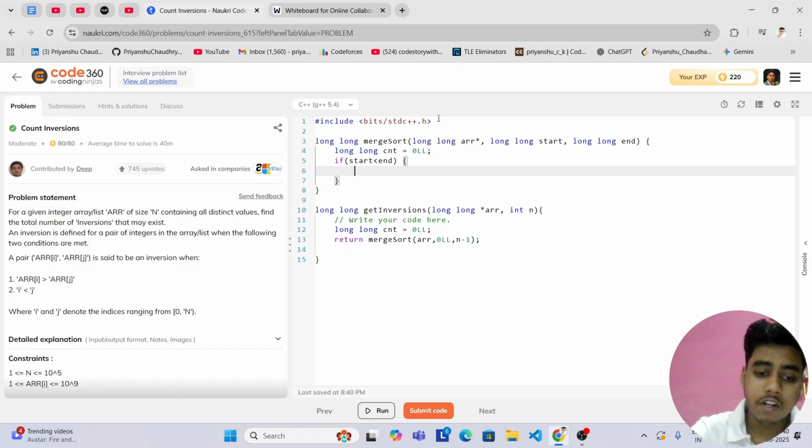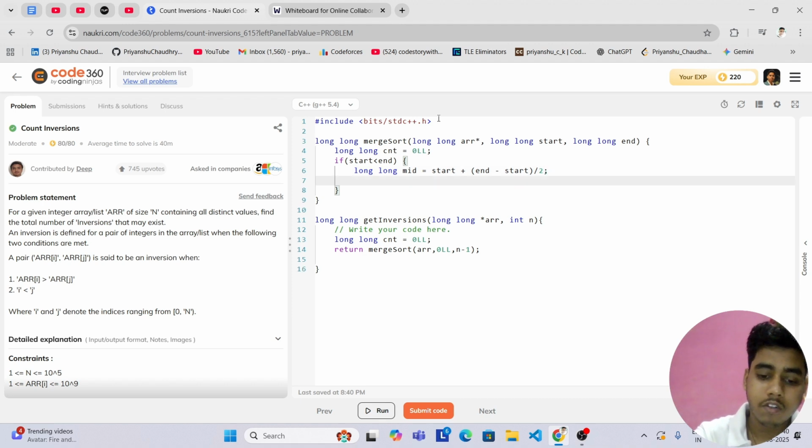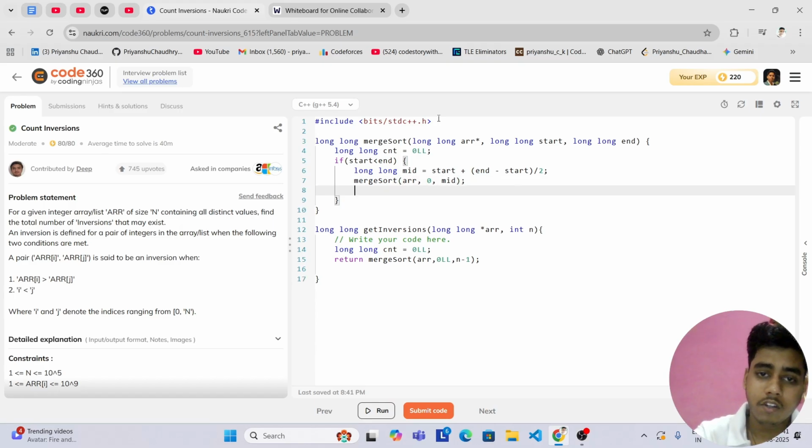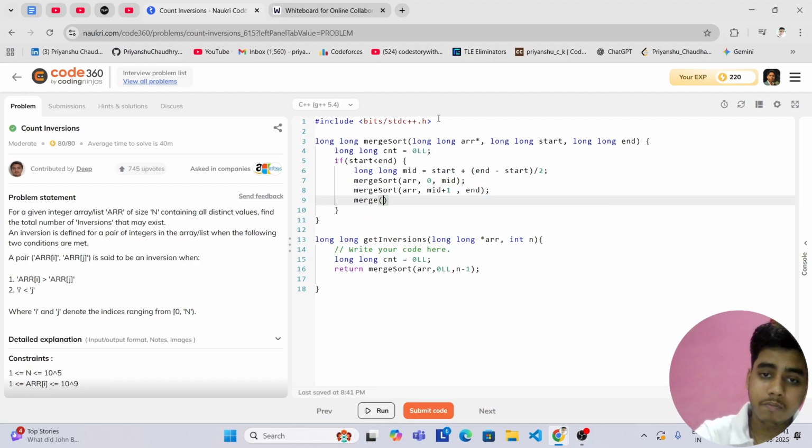Now if start is less than end, we first have to find mid. We are dividing here, so mid will be start plus (end minus start) divided by 2, and we have to just call the merge sort function again for the first half of the array. The first half of the array will be from 0 to mid, and we merge sort the second half of the array from mid plus 1 to the end, and then we will merge them.